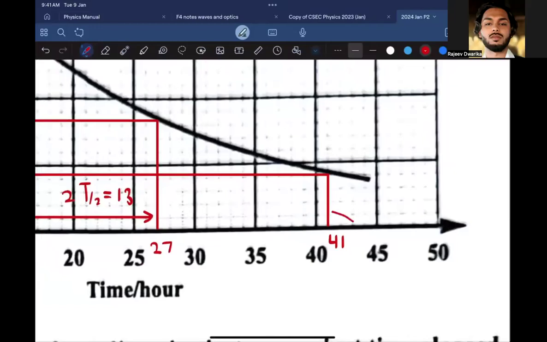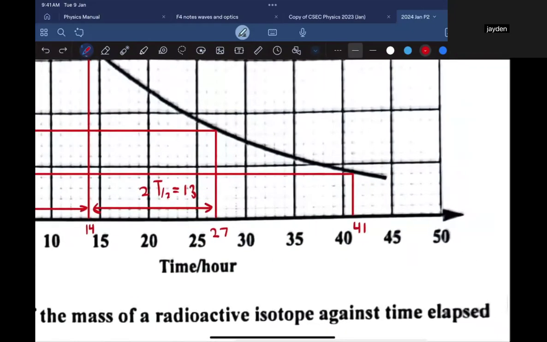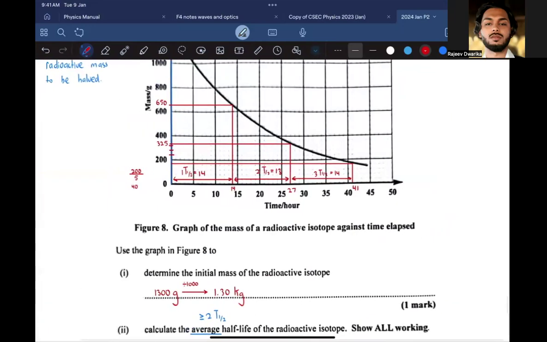Jadon, is the third half-life 41? Think carefully about what you're going to say. No, sir, only 41. So what do we have to do to find that? We subtract 27 from 41, right? And what would I get? 14. Nice. Good job, everybody.